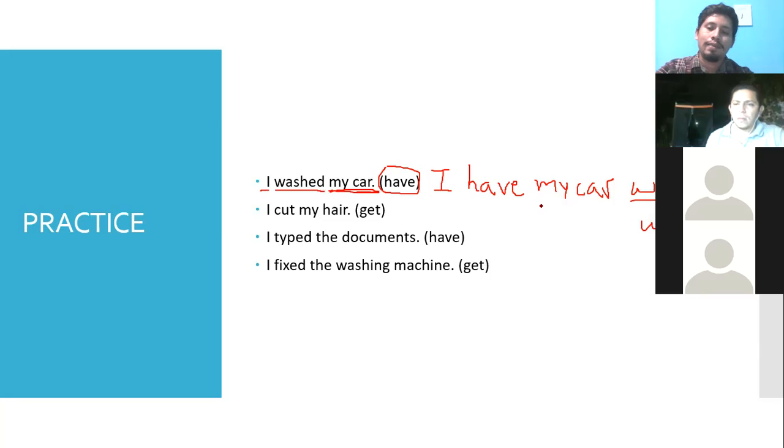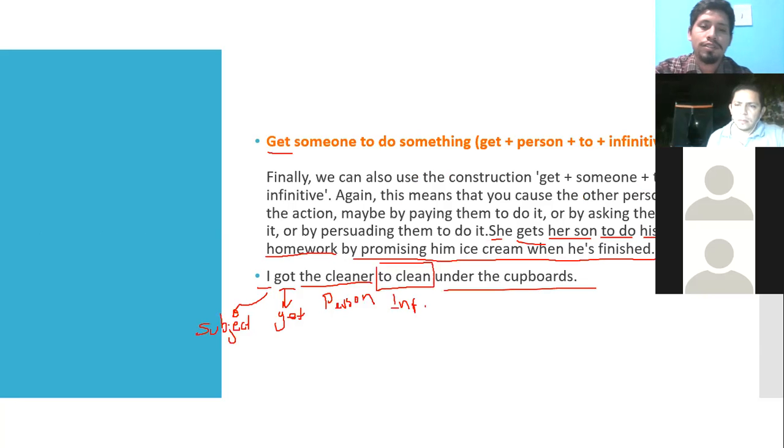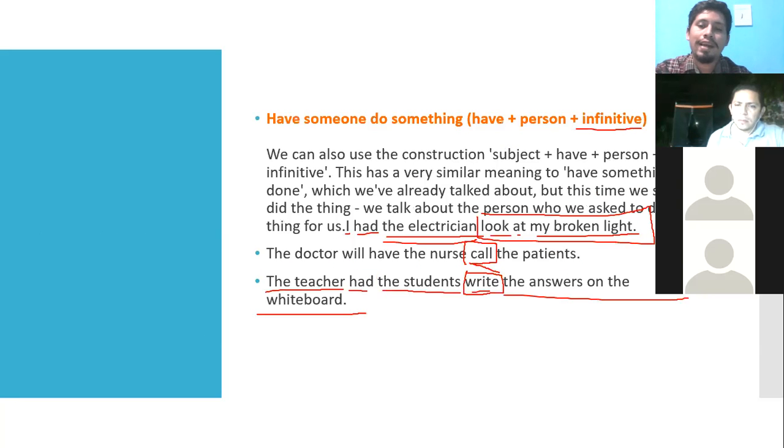in this case the person who did this action. The person who did this action. How do we do it? Check it out. Using have plus the person plus the infinitive, like the doctor. In this case, instead of saying the doctor, we can say the washer. The washer have.